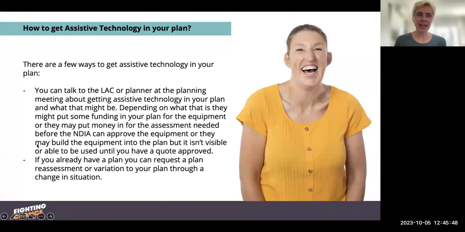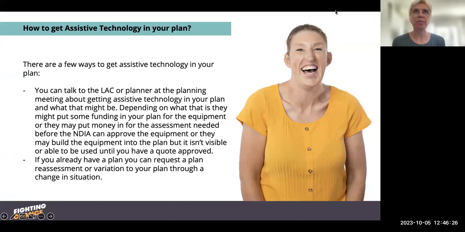So how do we get assistive technology in the plan? There are a few ways to get assistive tech in your plan. You can talk to your LAC or planner at the planning meeting about getting assistive technology in your plan and what that might be. Depending on what it is, they might put some funding in there for equipment, or they might put money in the plan for you to explore it. And this can be for further assessment, or for an OT or a continence nurse or someone to write a recommendation letter and to explore which items.